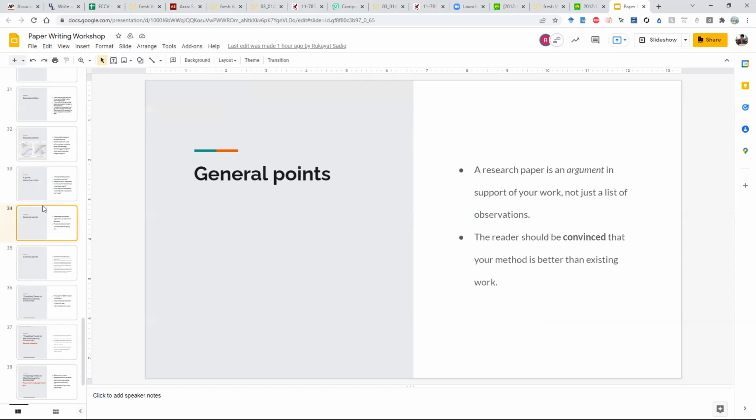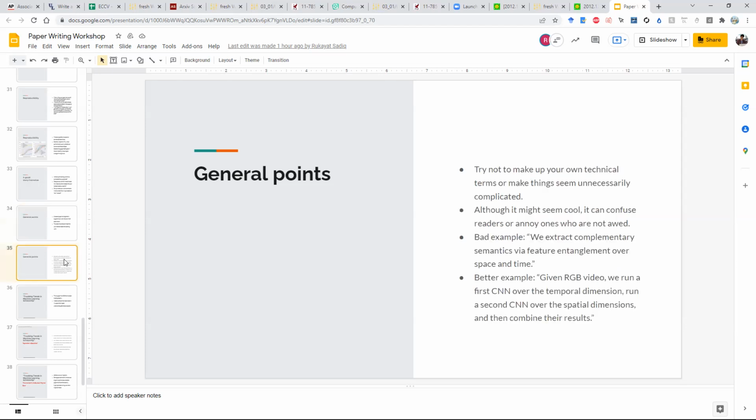And some other general points. A research paper is an argument in support of your work, not just a technical report or a list of observations. The goal is that the reader should be convinced that your method is better than existing work. So through a research paper, you want to make an argument that your method is good and other methods are bad. And if the reviewer or the reader isn't convinced by this by the end of the paper, you need to go back and revise and reframe your research paper to be more like an argument.